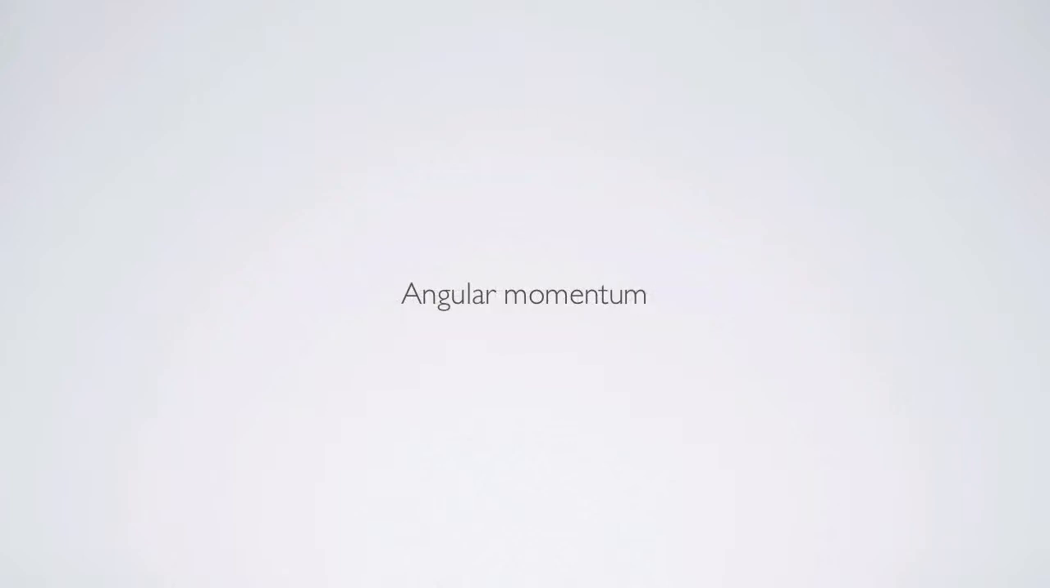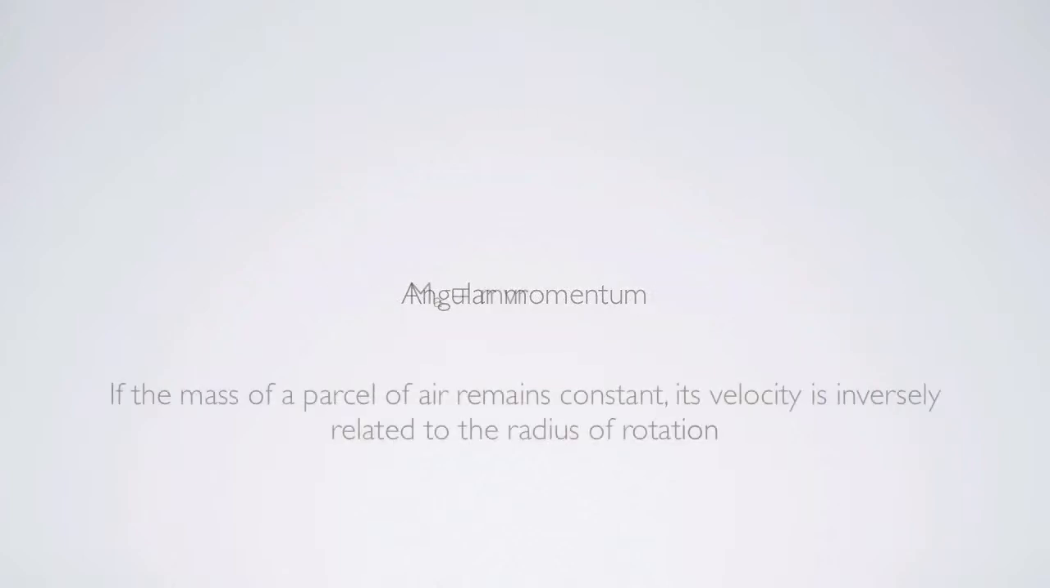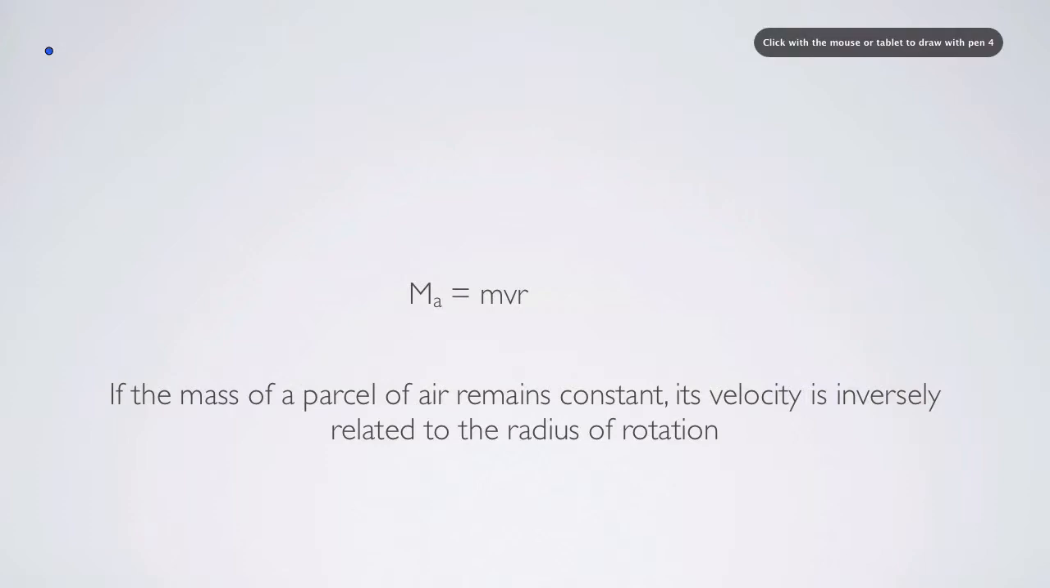Instead, it's due to angular momentum. This here is the equation that covers angular momentum. So angular momentum is equal to the mass of an object, its velocity, and then r here is the radius of rotation. And essentially, if the mass of a parcel of air remains constant, its velocity is inversely related to the radius of the rotation.